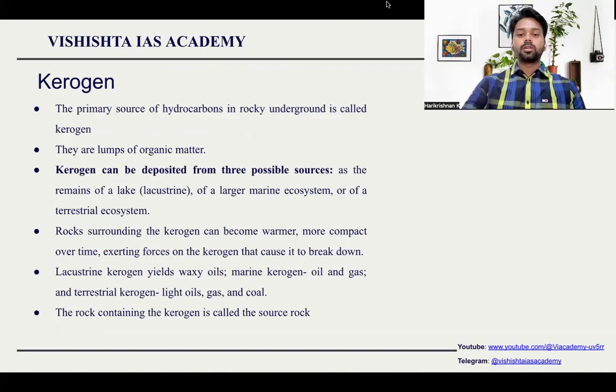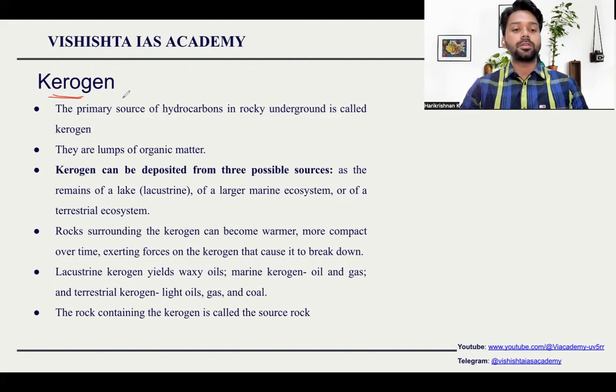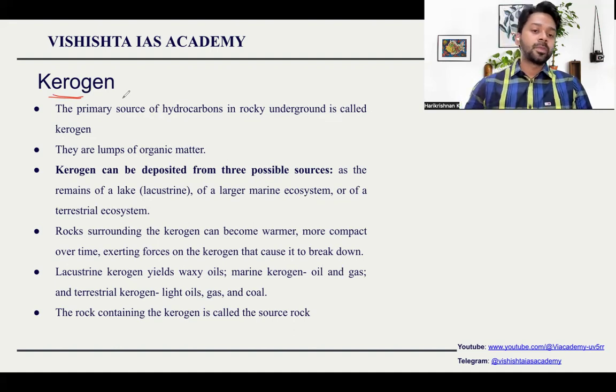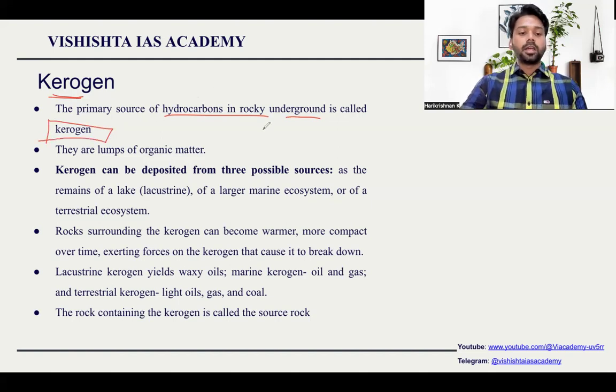Kerogen. Kerogen is a term which was in news recently. So we need to know what exactly it is, because it is very easy to make questions in prelims regarding terms. So what exactly is kerogen? We all know how petroleum, coal, and all these resources are formed. They are formed inside the earth, especially in sedimentary rocks. A lot of living organisms, such as plants, animals, human beings even, get trapped inside the rocks. And then because of pressure and temperature, they get converted into coal, natural gas, petroleum, etc. So the primary source of hydrocarbon in rocky underground is known as kerogen. The primary source of hydrocarbon in the rocks.